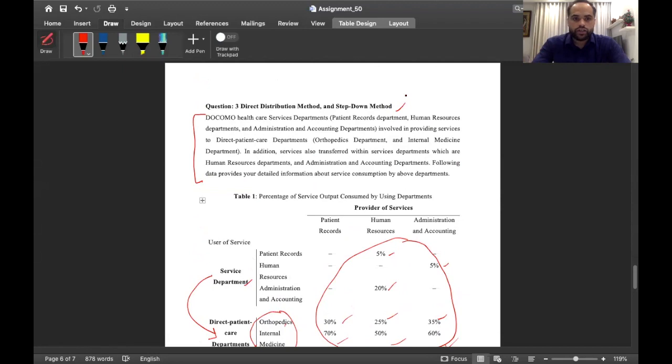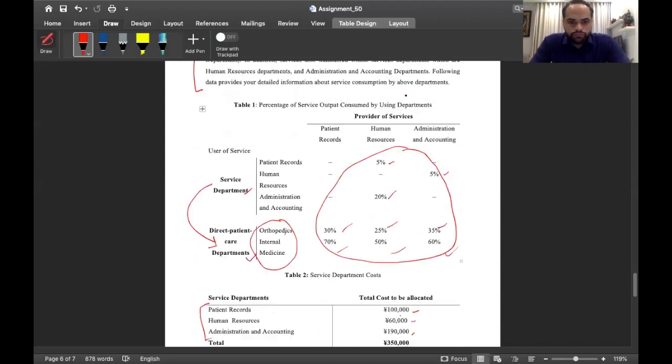Anybody has any question regarding question 3? So any question? Or move on to question 4? Okay, so move on to question 4.